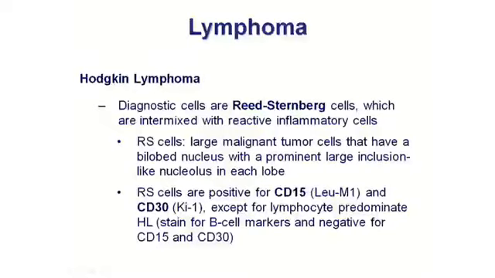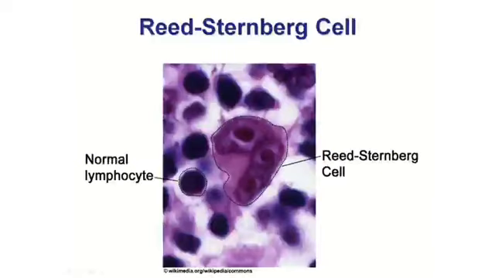We see here, the CD markers are going to be CD15 and 30. So we know it's a B cell. For a long time, we didn't know what the origin of the cell was, but now we know it is a B cell. However, note that with the lymphocyte predominant type of Hodgkin lymphoma, the B cell markers will be negative for 15 and 30. Here's a biopsy of the Reed-Sternberg cell that you can see here.